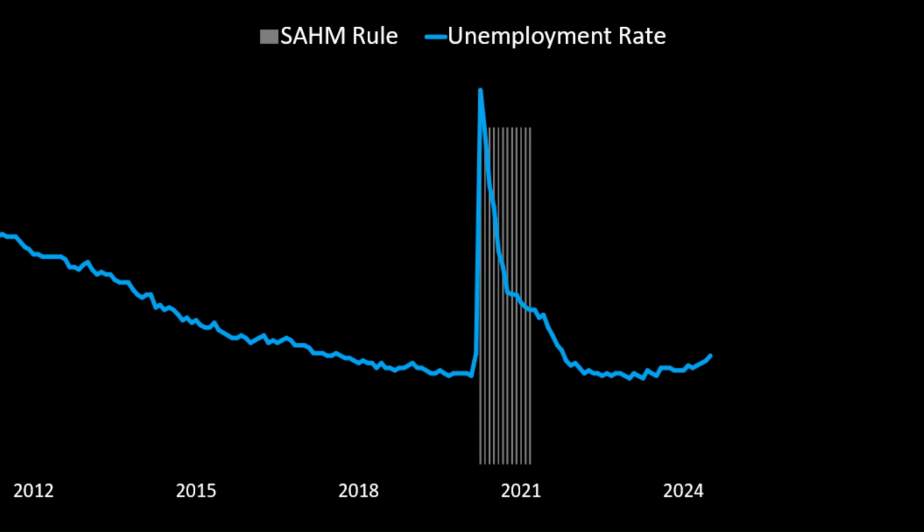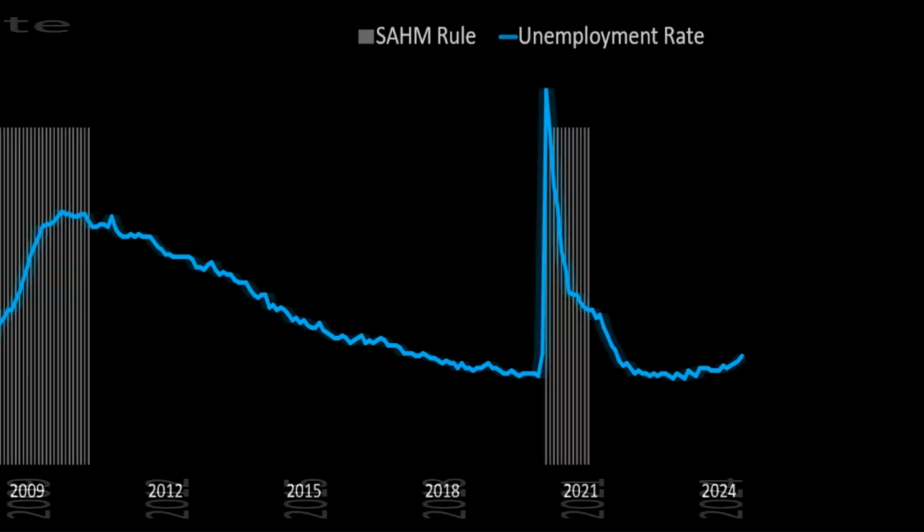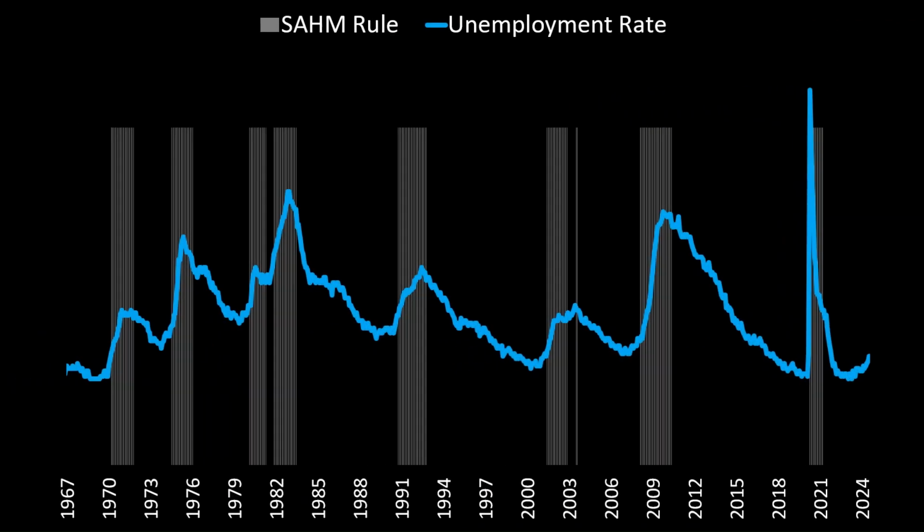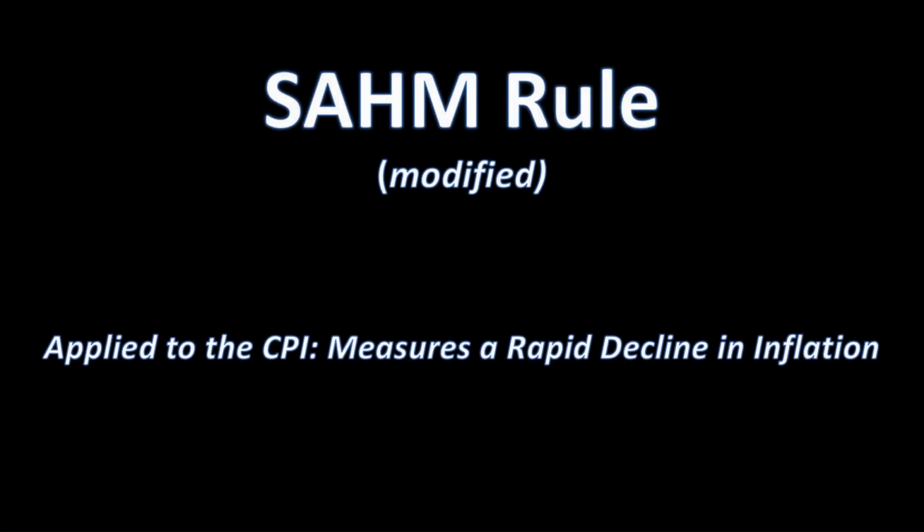The reason why we're talking about this is because last month's employment data gave us, again, a positive trigger in the SAHM rule. The first one we've seen actually in several years. And this only happens once every several years or so. So it's important that we talk about it. Well, today we're going to apply the SAHM rule, an unconventional method, to the CPI data instead.